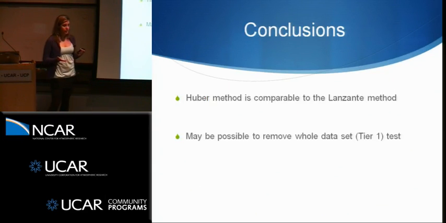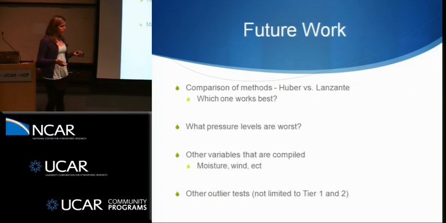So in conclusion, I've shown that the Huber method is very comparable to the Lanzante method. You saw that with the scatter plots where they pretty much lined up with each other. And also, it may be possible for us to just completely remove the tier 1 test, which would be an improvement upon what the NCDC did.